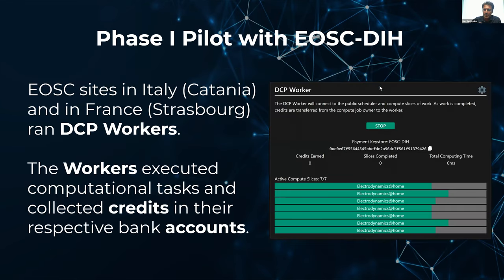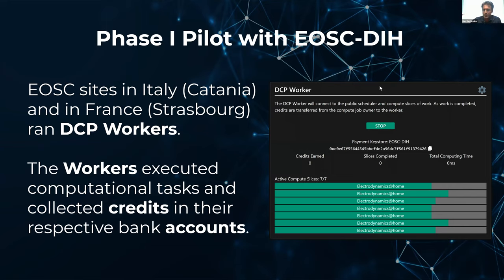With EOSC Hub right now, phase one of our pilot that we're grateful to be conducting, we've set up the DCP worker agent within two EGI sites, one in Italy and one in France. We've also simultaneously been conducting this in Toronto, Ottawa, and Waterloo, which are Canadian sites that are part of the CENGEN, Centers of Excellence for Next Generation Networks, digital infrastructure for computing.